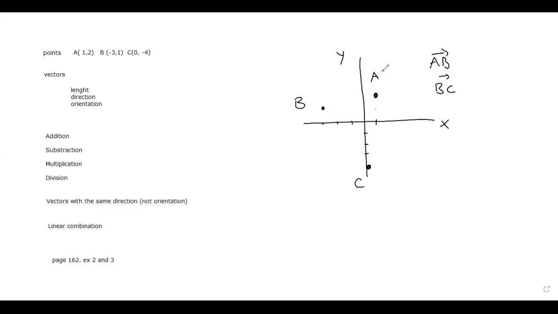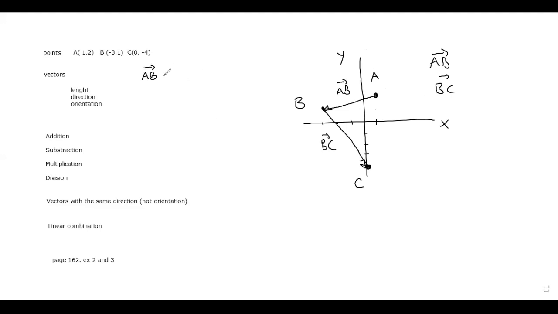what do I have to do? Well, I just put together A at the beginning, B at the end, and B at the beginning, C at the end. So those are the vectors BC that goes from B ending in C and AB that goes from A ending in B.